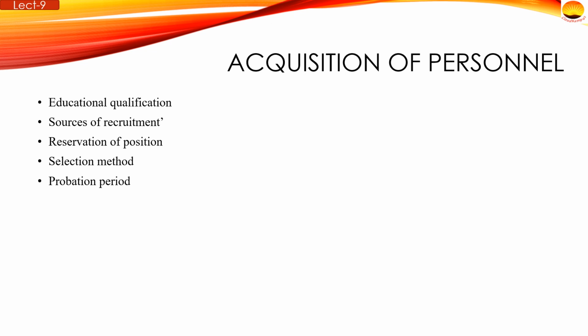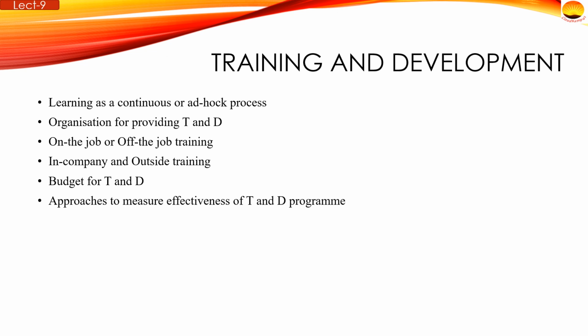Probation period. Probation is a temporary period for which an employee works for the organization. During this period, he can be asked to leave the organization at any time if he does not perform up to the expectation. So it is a trial period basically. Once the probation period is over, a candidate becomes a permanent employee of the organization. Next is training and development.